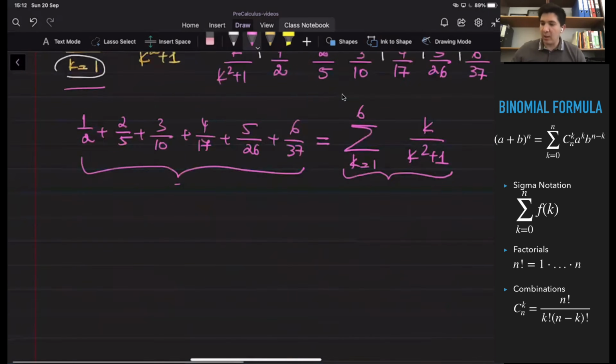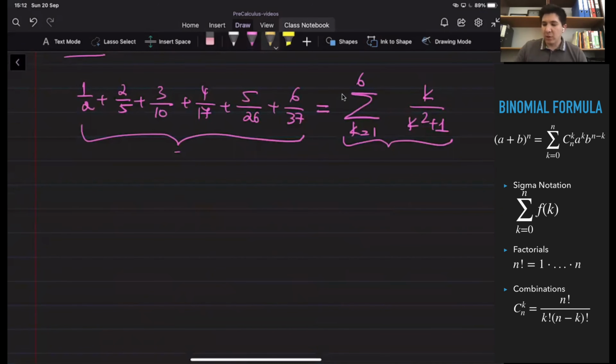The second thing which we need to discuss is the factorials, or the combinatorial formula. So the combinations formula.